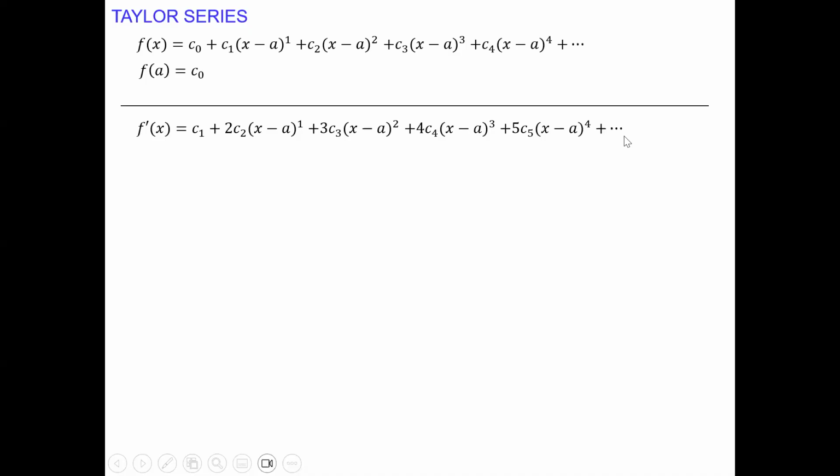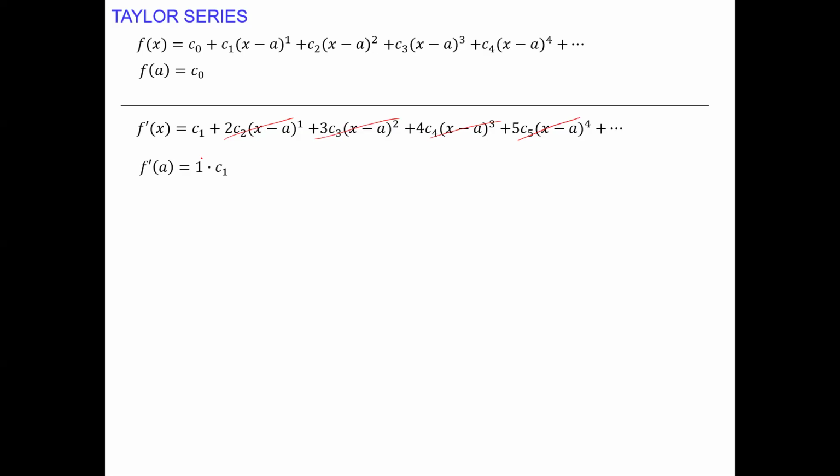And now we will try to do the same. I will replace x with a. That means if I replace x with a, finding the value of the derivative at a, this is 0, 0, 0, 0, c sub 1. We will get c sub 1. Okay, let's repeat this process.